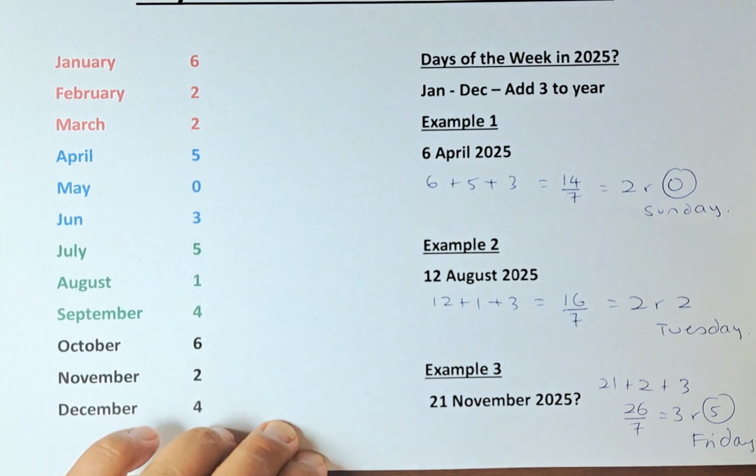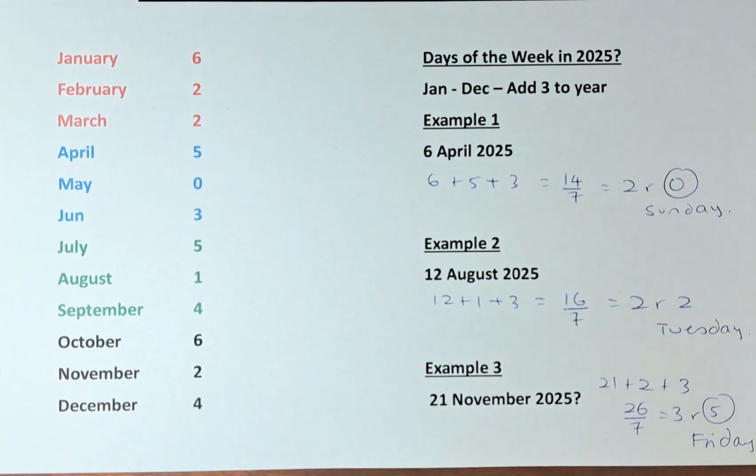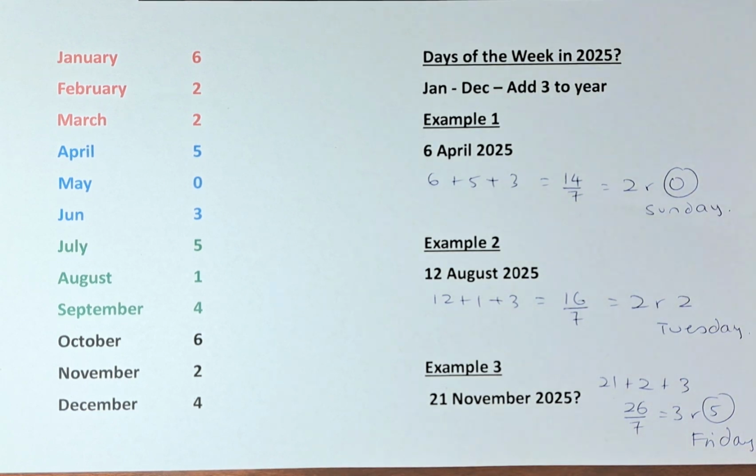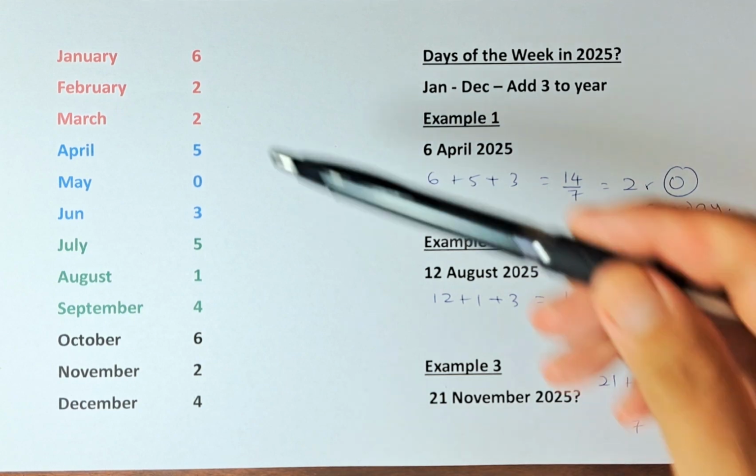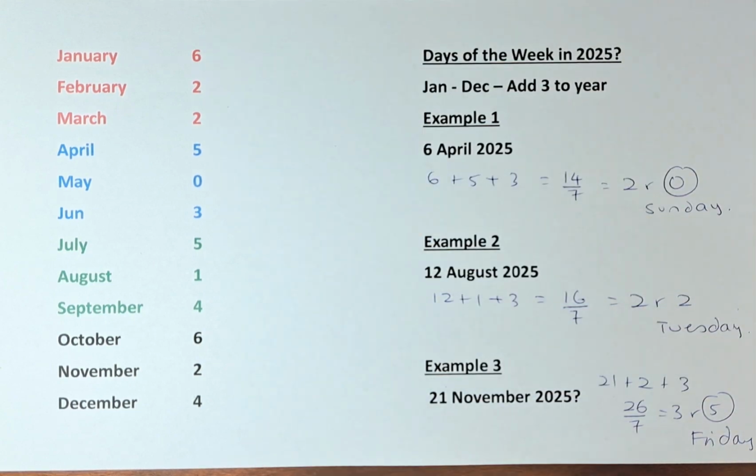The most important thing to remember: for 2024, the year, January and February add 1. After February, you add 2. For 2025, you add 3. And you need to remember these numbers. This is very important.